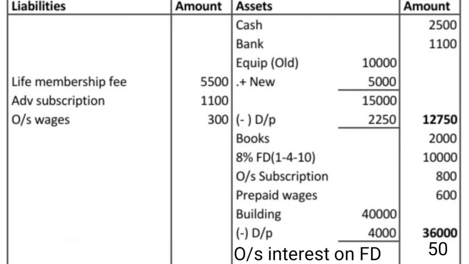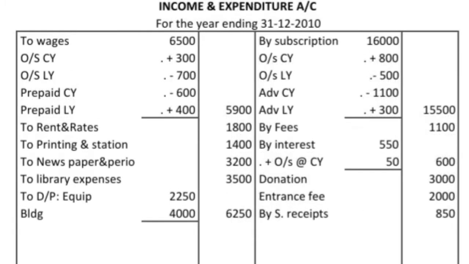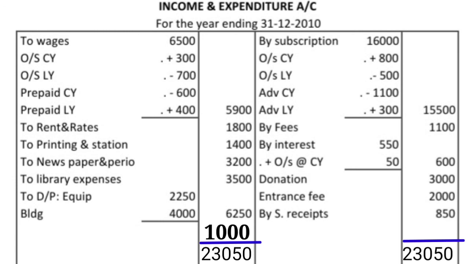Now the question is in the finishing stage. So first we need to balance this income and expenditure account. Here the credit side is more, 23,050. This 23,050 we will write in both sides, debit side and credit side, and the balance amount is rupees 1,000. This is the surplus. Okay, surplus is equal to net profit.